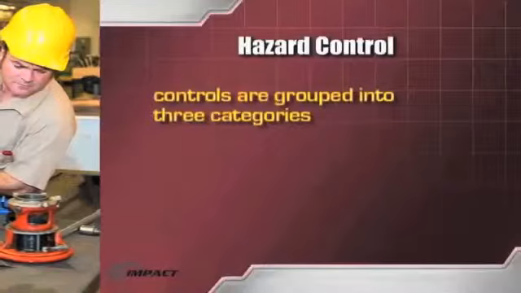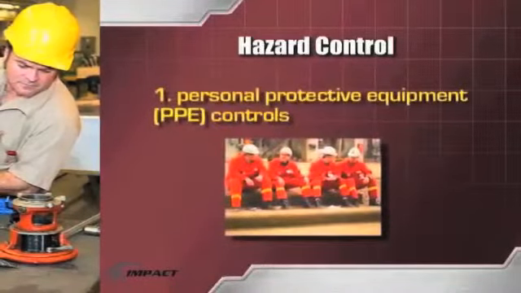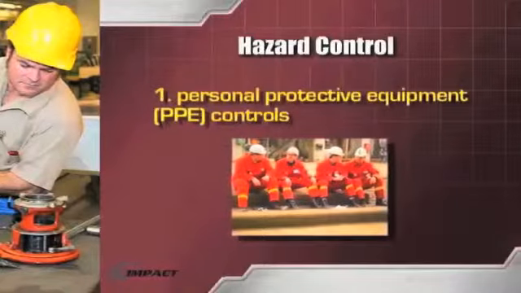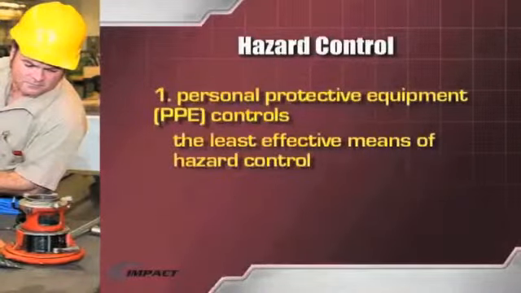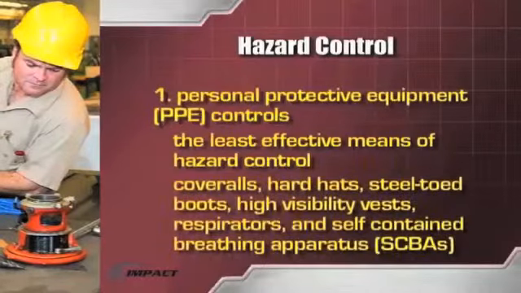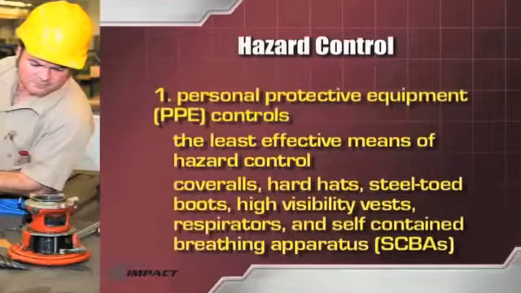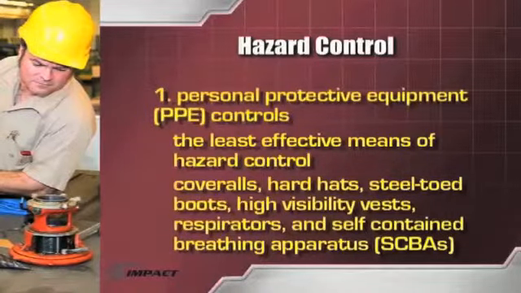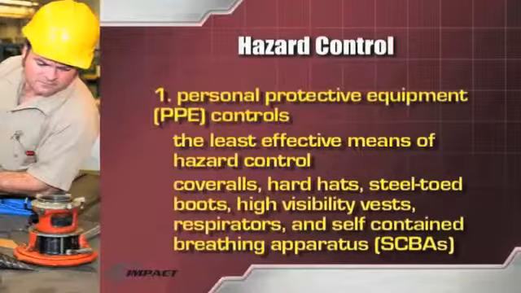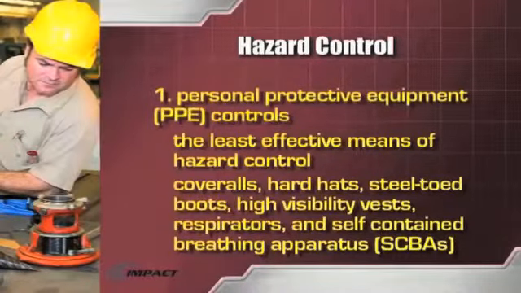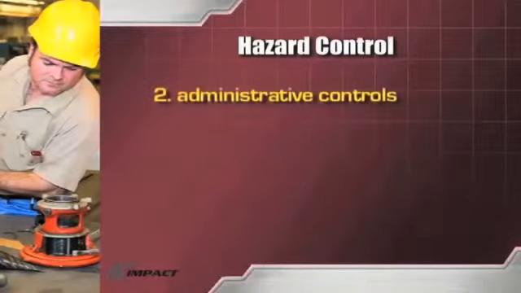Controls are grouped into three categories. 1. Personal protective equipment, otherwise known as PPE controls. PPE controls are the least effective means of hazard control. PPE includes such items as fire-retardant coveralls, hard hats, steel-toed boots, high-visibility vests, respirators, and self-contained breathing apparatus, otherwise known as SCBAs.